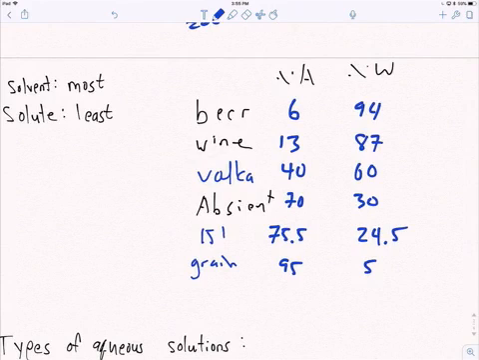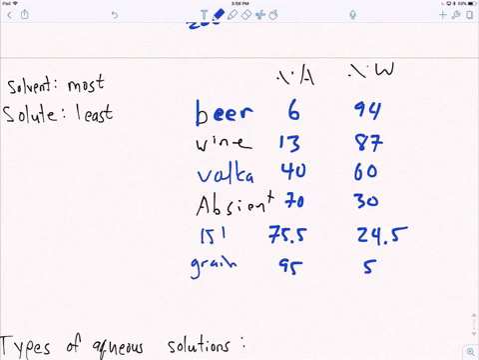So, I know there's other stuff in alcohol, but just for simplicity's sake, say it's just alcohol and water. So take beer. It depends on the beer, but say a certain beer is 6% alcohol and 94% water. What is the solvent? Water. It's the most of. How about wine?